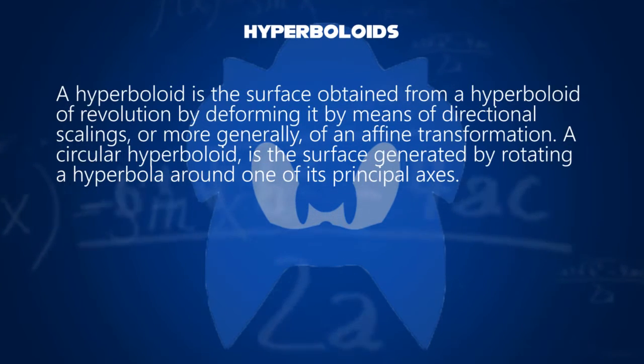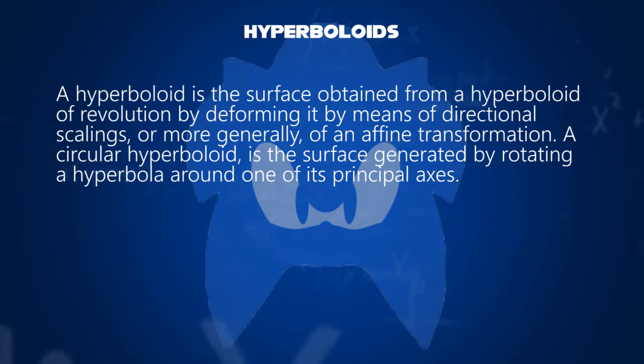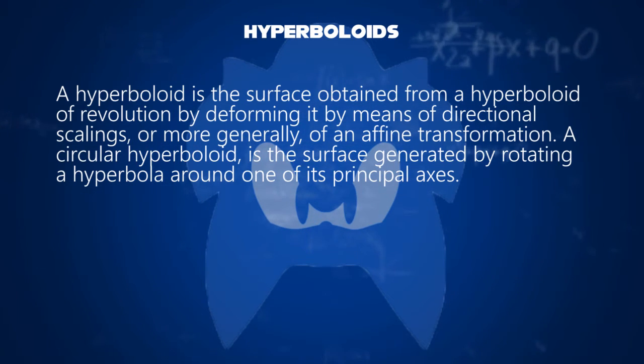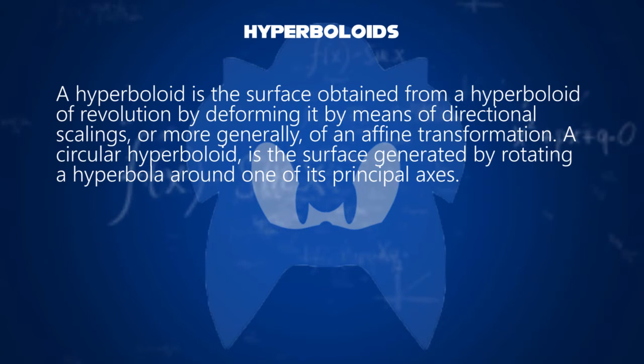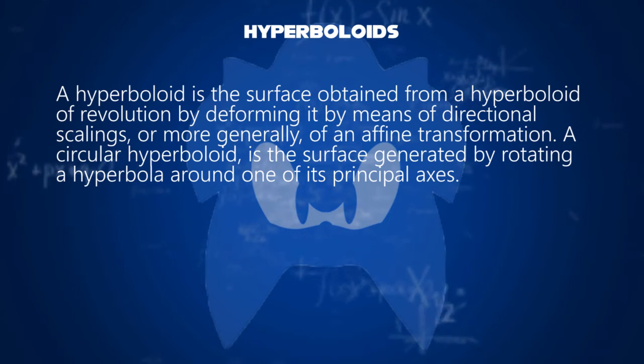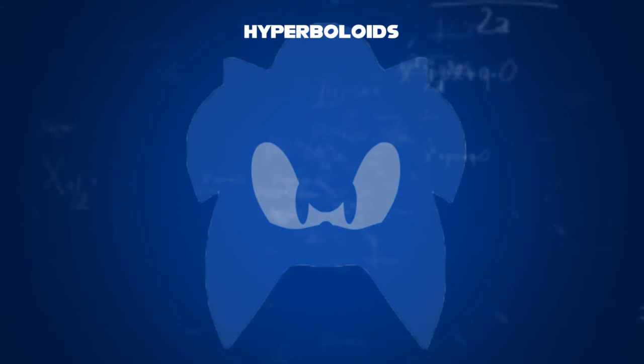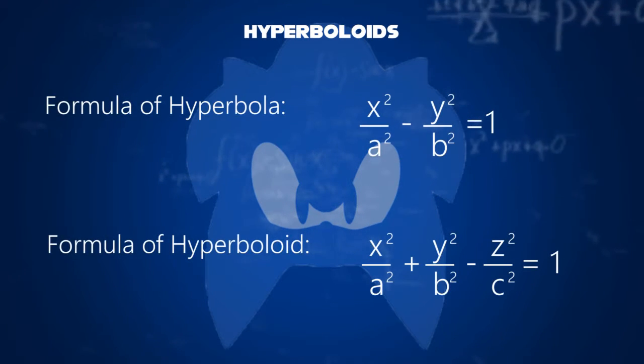A hyperboloid is the surface obtained from a hyperboloid of revolution by deforming it by means of directional scalings, or more generally, of an affine transformation. Also, a hyperboloid of revolution, sometimes called a circular hyperboloid, is the surface generated by rotating a hyperbola around one of its principal axes. You are familiar with the formula of hyperbola in two-dimensional.